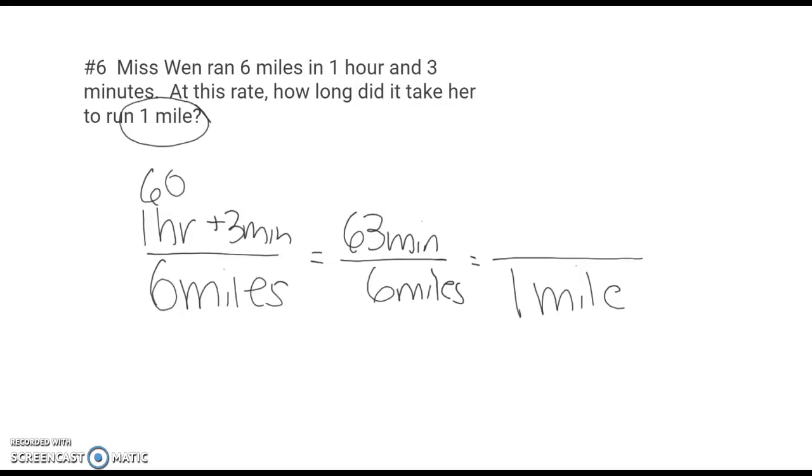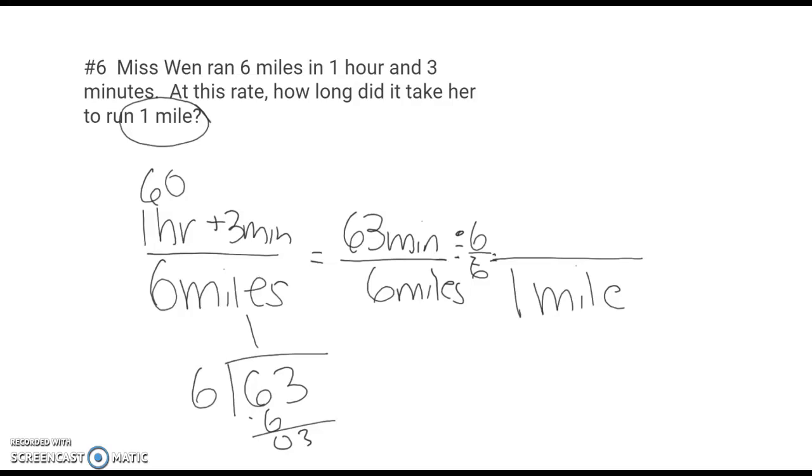We're going to need to figure out how much is going to be for 1 mile, and we're going to end up dividing by 6 on the top and bottom. 6 divided by 6 is going to be 1. Up at the top, I have 63 divided by 6. 6 goes into 6 one time. 6 times 1 is 6. Subtract, we get a 0.